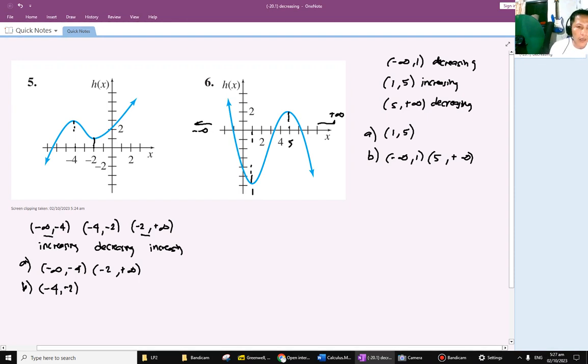Again, the important thing here is we can identify that this one over here is a critical value. This one over here is a critical value also.